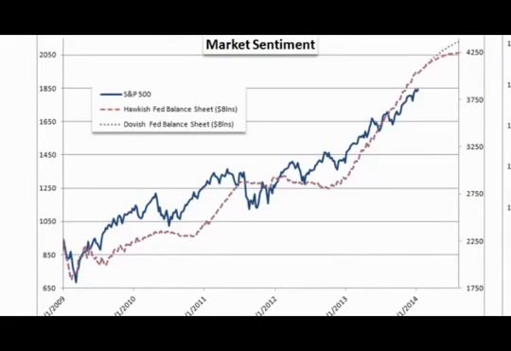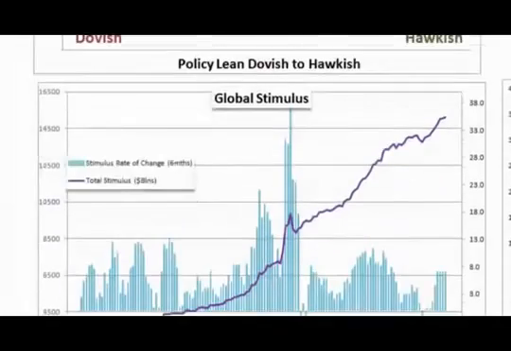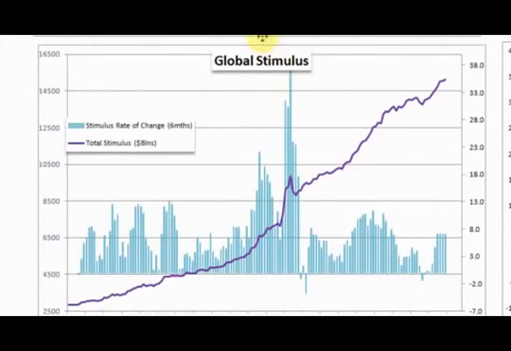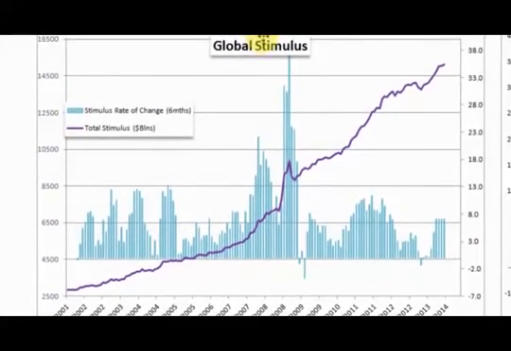Now, of course, there are many central banks out there. In fact, I keep the stimulus programs aggregated, at least for the Fed, ECB, Bank of England, SNB, the Bank of Japan, and the People's Bank of China. And this is the total stimulus program, and it certainly continues to rise.